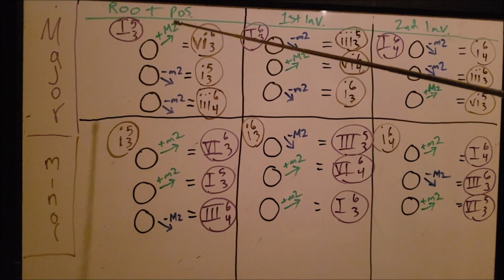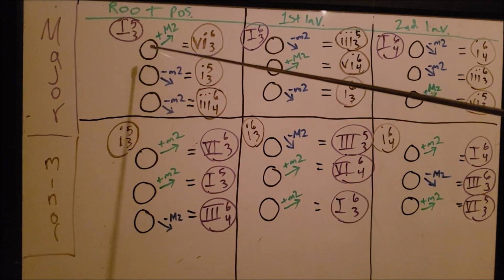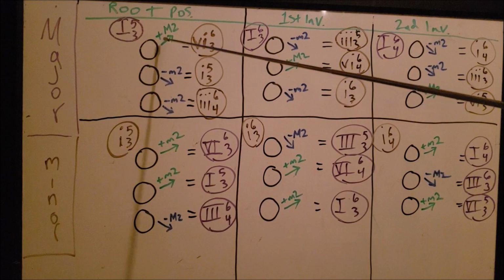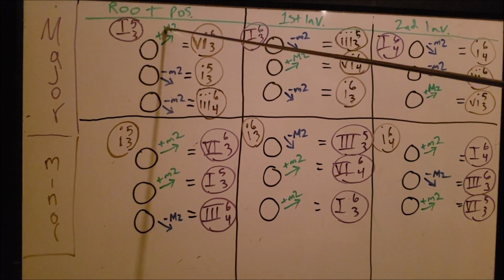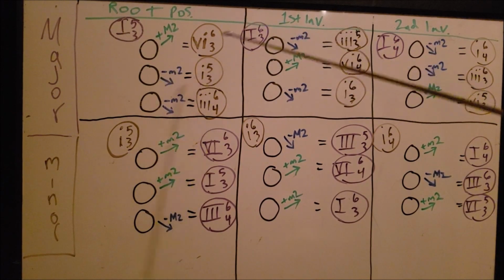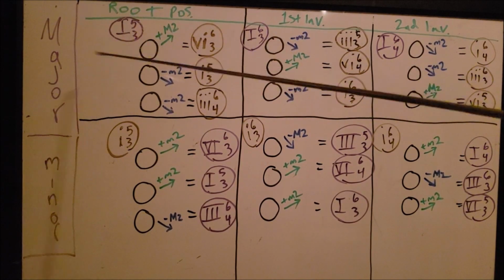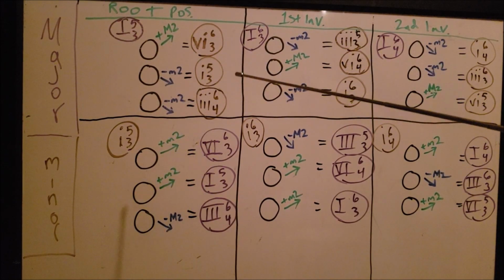And then we also have the notation as far as if a note in a chord is raised or lowered, as well as by how much, by a major second or a minor second. And obviously uppercase is major, lowercase is minor, and then the resulting notation.